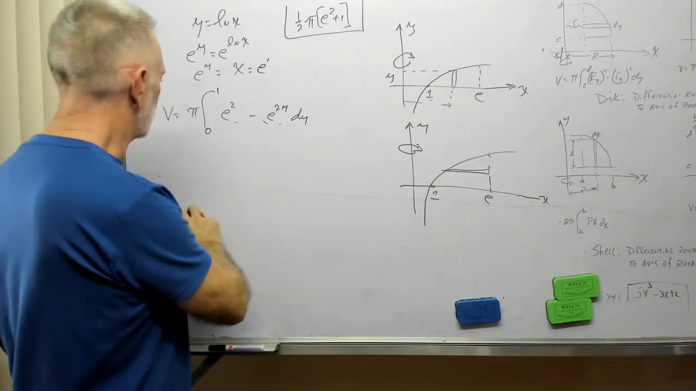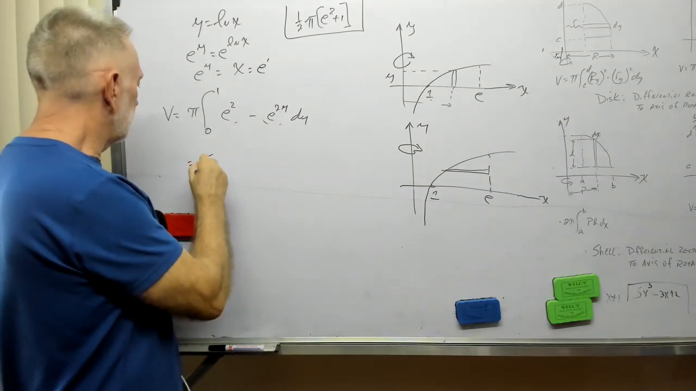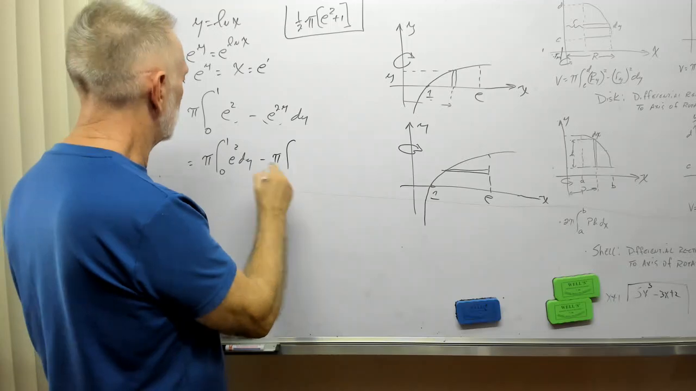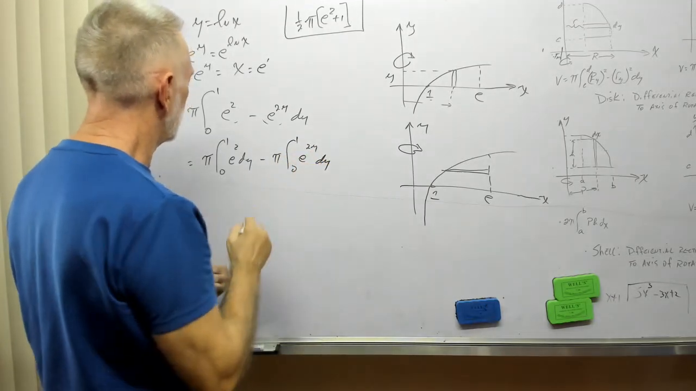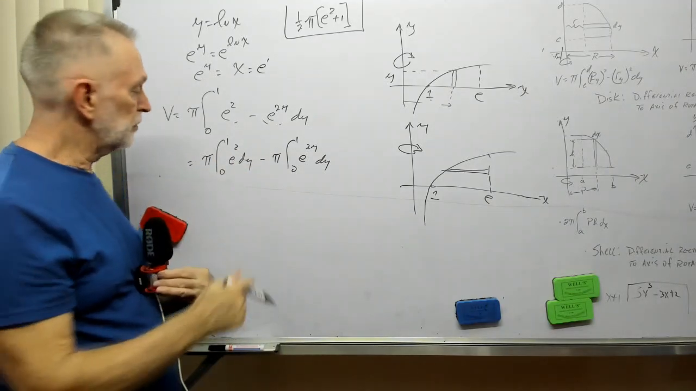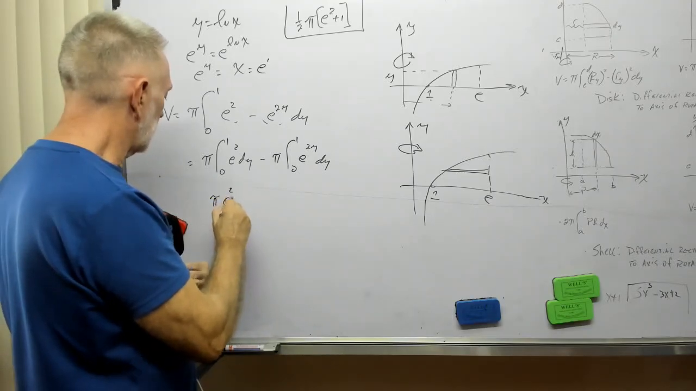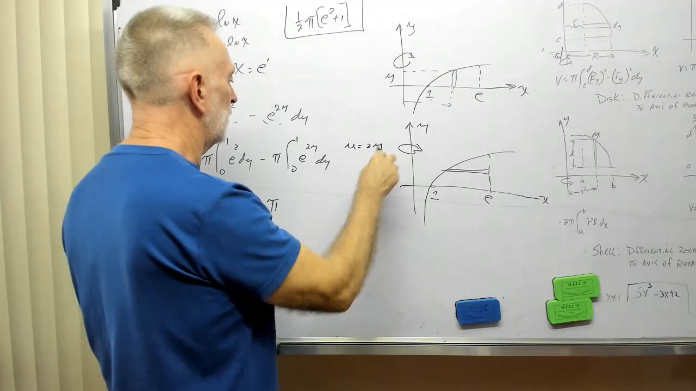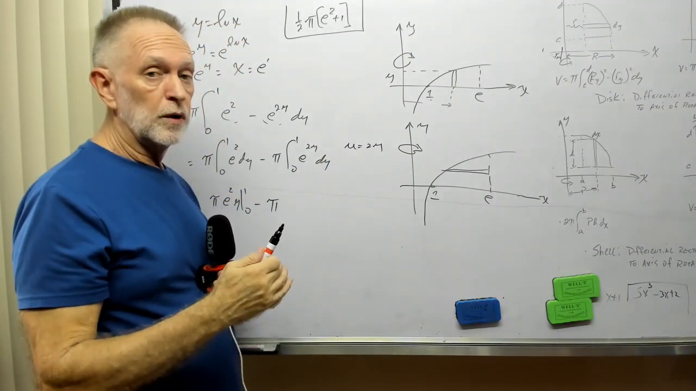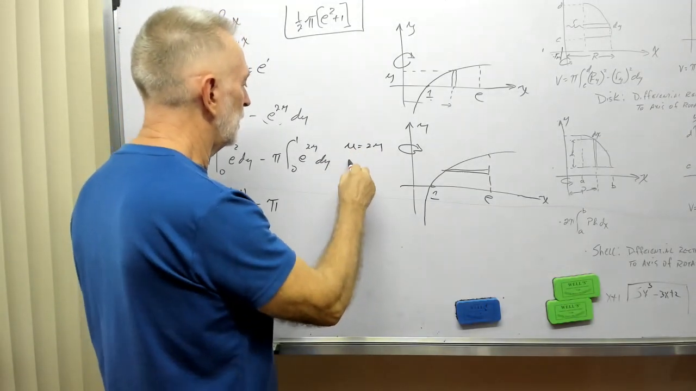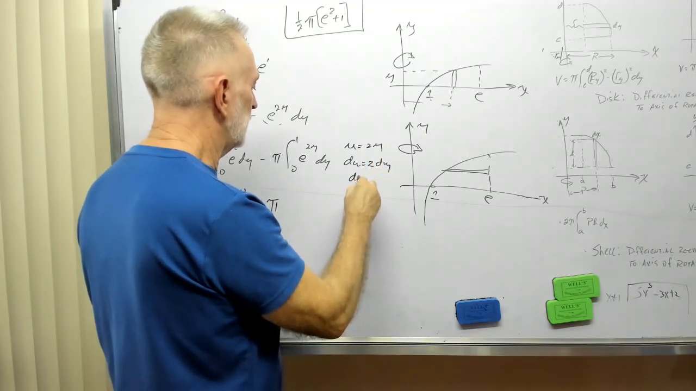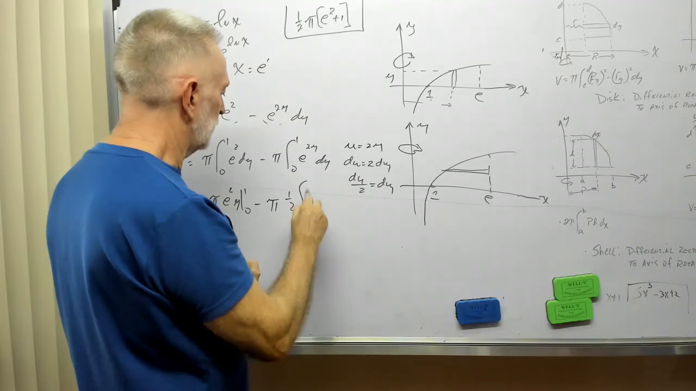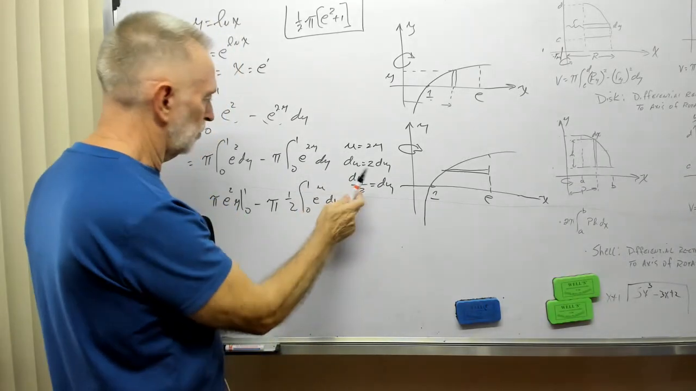Now I'm going to integrate this thing, and I'm going to break it into two integrals because I usually mess up if I don't. So pi times the integral of e squared dy minus pi times the integral from 0 to 1 of e to the 2y dy. Now in this case, e squared is just a constant, so I end up with pi times e squared y from 0 to 1 minus pi. Now let u equal 2y, because I know the integral of e to the u du is e to the u. So u is 2y, du equals 2 dy, du over 2 equals dy. So I have 1/2 the integral from 0 to 1 of e to the u du. And that's the over 2 here.